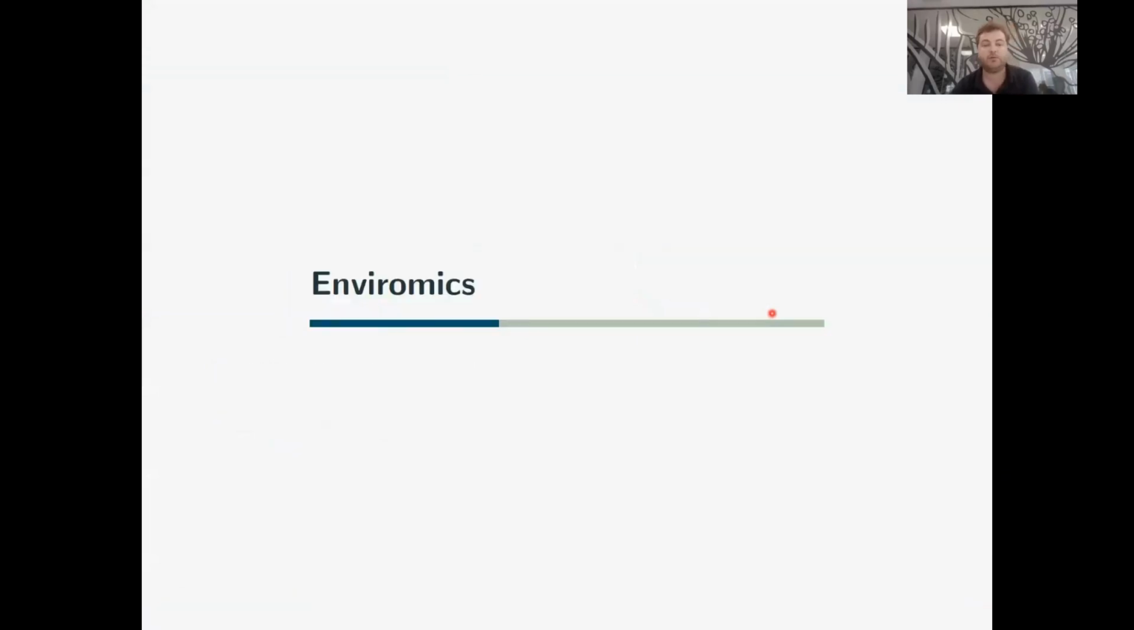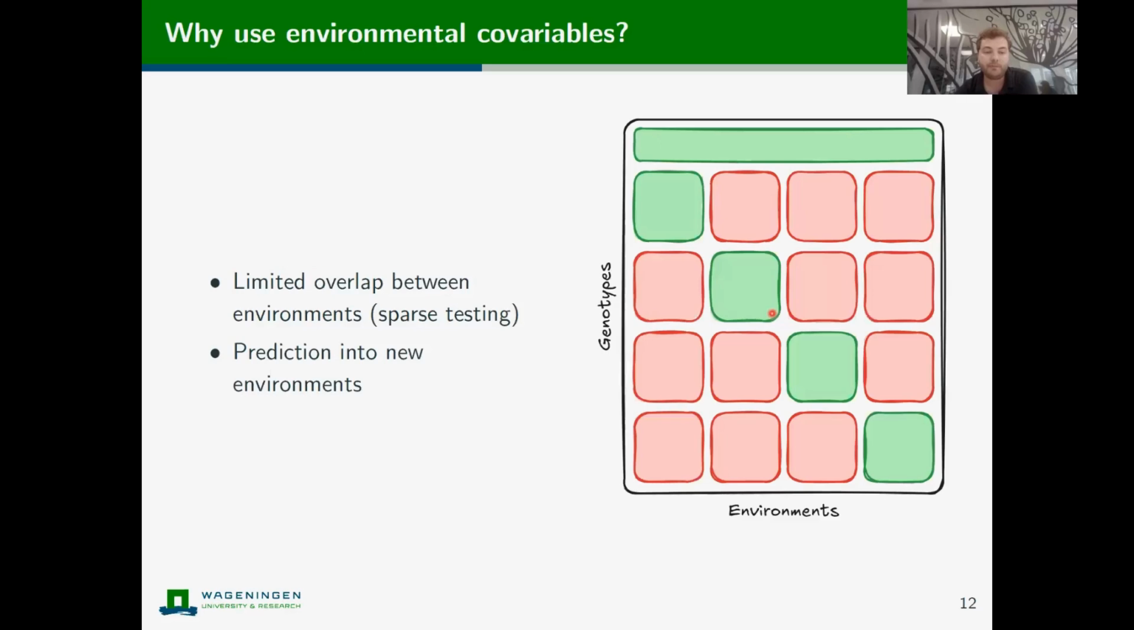And then I want to move on to some actual Enviromics and using these kernels. So Enviromics is similar to genomics or phenomics in the sense that with genomics, you use genomic markers, with phenomics, you want to use extra phenotypic data from drones or whatever. And in Enviromics, you typically want to use environmental covariables to model the G by E.